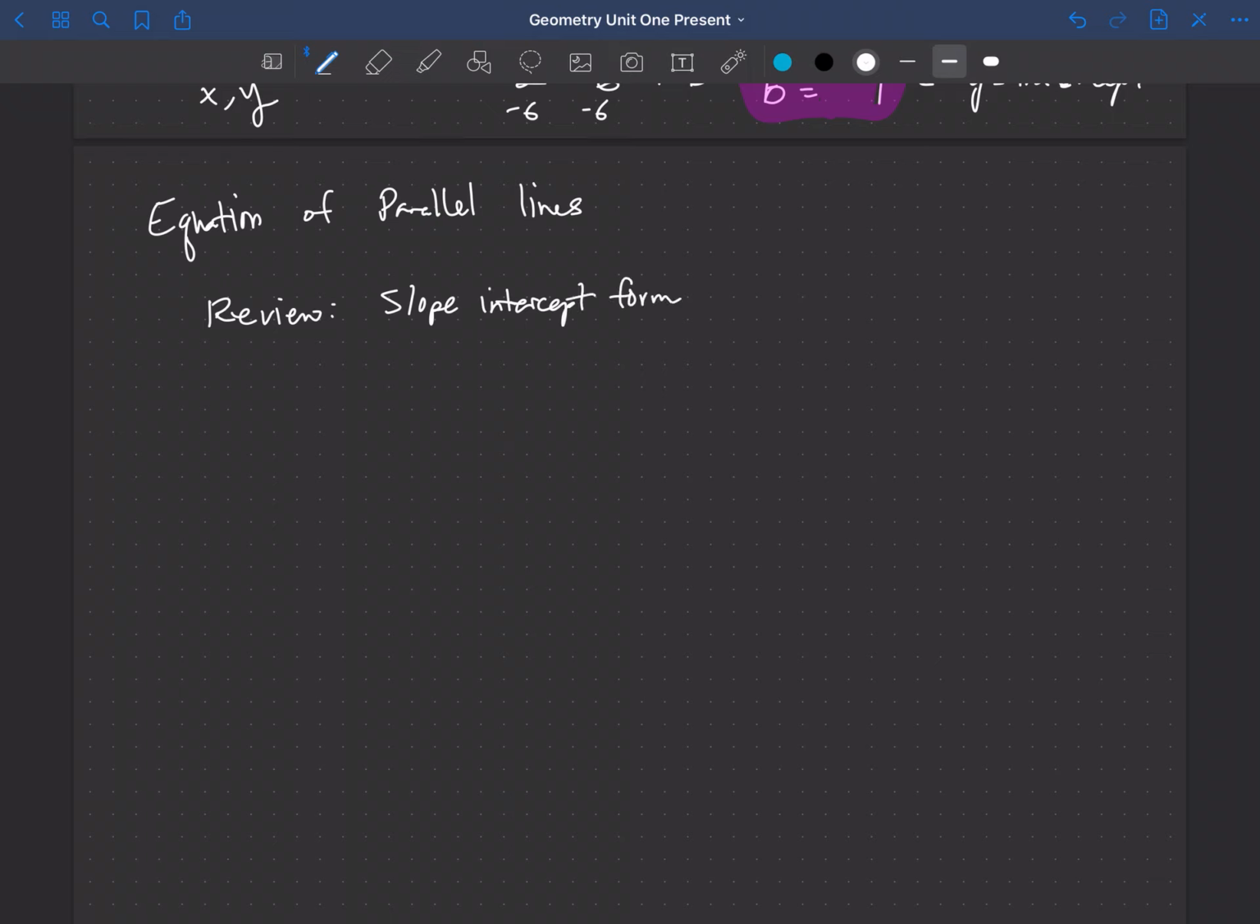Okay, to recall, slope-intercept form was y equals mx plus b. Right? The m represents the slope, and the b value represents the y-intercept.